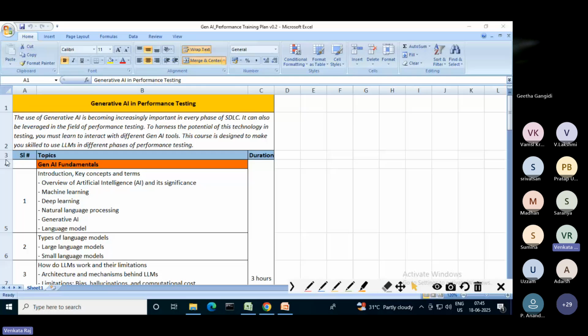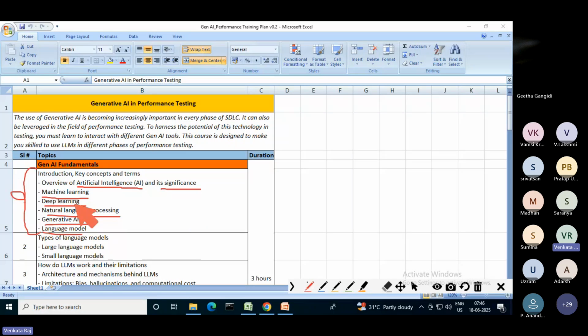We'll see the introduction to generative AI. As part of generative AI, the biggest thing is artificial intelligence. So we'll get an introduction to artificial intelligence and what its significance is. Then I'm going to make you understand machine learning, deep learning, NLP, natural language processing, generative AI and language models. These are all very important with respect to generative AI.